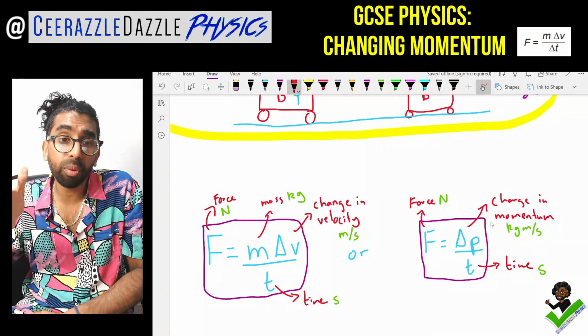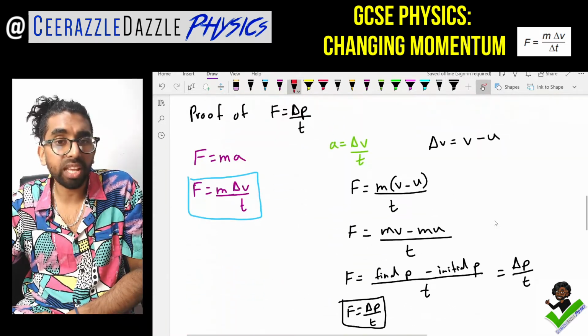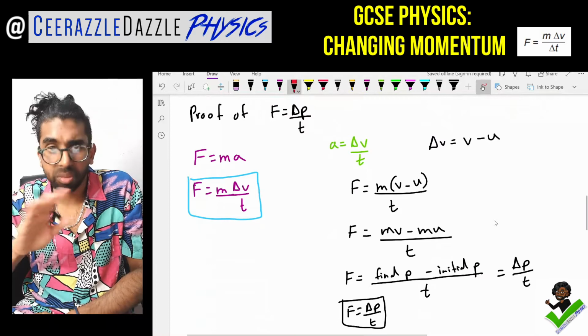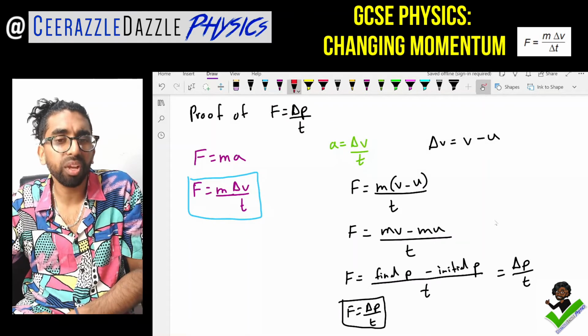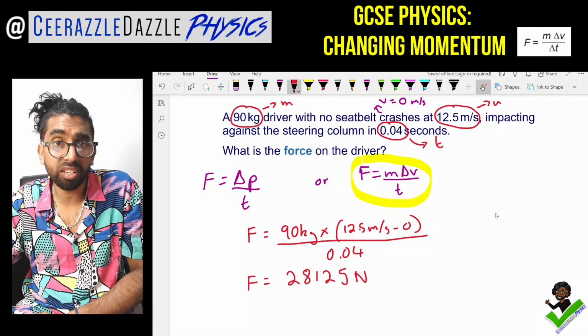We have the following formula. F is equal to m delta V divided by T. Or if you want, F is equal to delta P divided by T here. And then scrolling down, we proved the equation for you. Some of you might have skipped that, but here's the proof for you. And last of all, we did one question, guys, in which we worked out F using the data in the question to test our understanding.